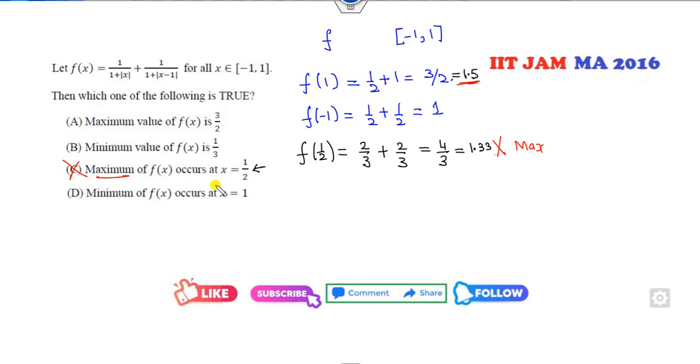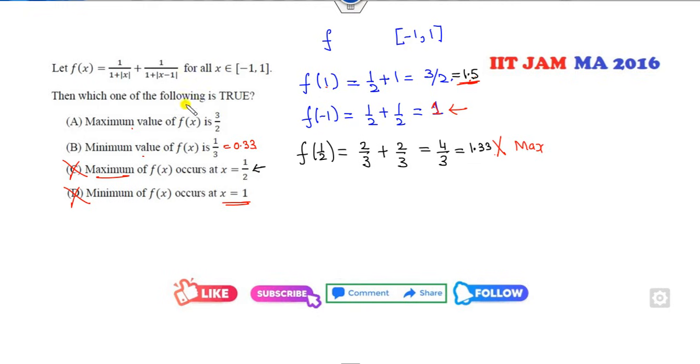Now that's over. Minimum value is 1/3. 1/3 means 0.33. Maximum value is 1.5 and minimum occurring at 1. So what is the value at 1? It is 1.5. But we can obtain the minimum also as 1. So this value is also cancelled. Now minimum value is 1/3 and maximum value is 1.5.